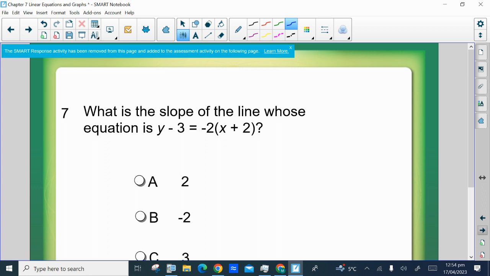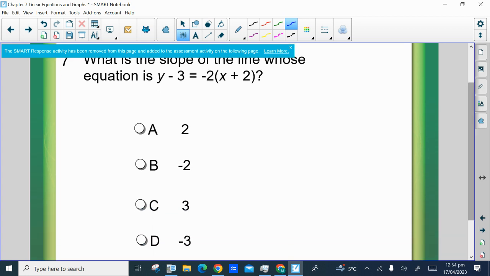Okay, what is the slope of that line whose equation is y minus 3 equals negative 2 bracket x plus 2? So remember, if we can put the equation in y equals mx plus b, it tells us not only the slope, but also the y-intercept. M is the slope, b is the y-intercept. So to get that, we need to get positive y by itself.